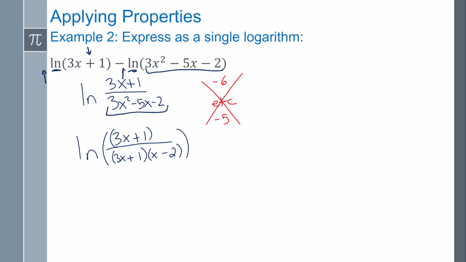And without spending a whole lot of time, just know that the 3x squared minus 5x minus 2 factors into 3x plus 1 and x minus 2. Now, as you can see, that 3x plus 1 on top and the bottom cancel out. And so I'm left with 1 over x minus 2. So it's ln of 1 over x minus 2.